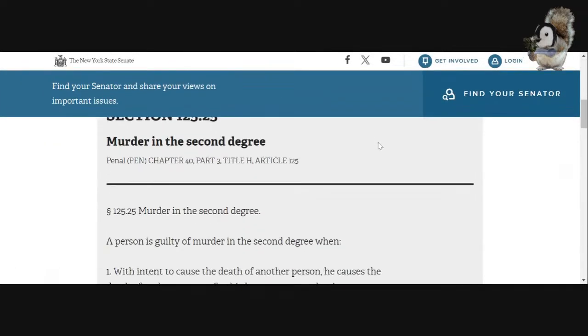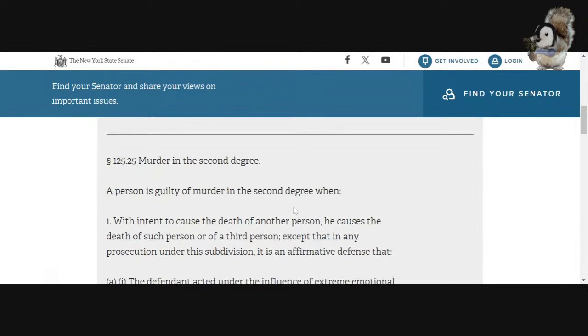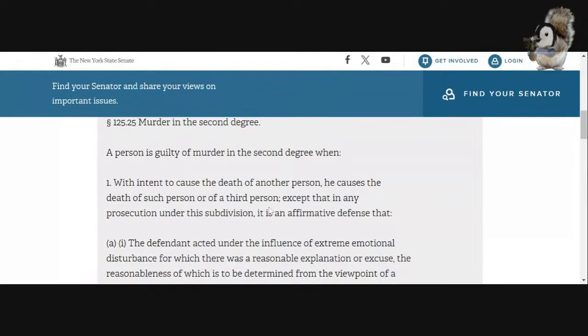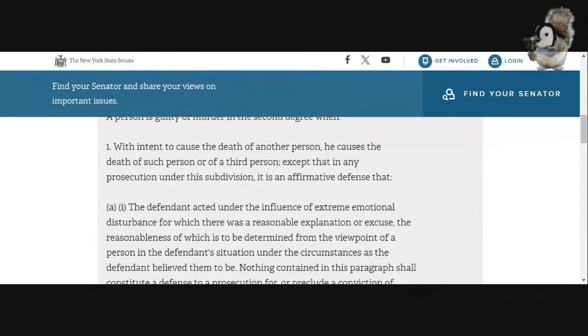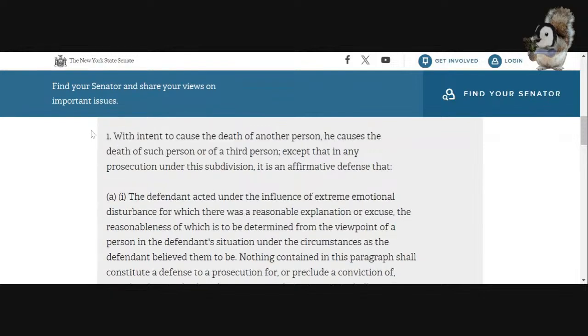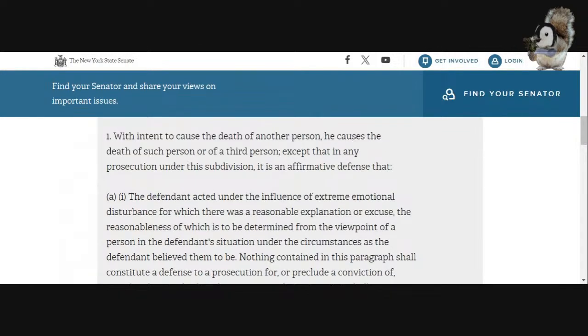All right, murder in the second degree. A person is guilty of murder in the second degree when, 1, with intent to cause the death of another person, he causes the death of such person, and then the affirmative defenses. So this is basically the exact same thing as first degree, except that you don't have all those additional, really, they're kind of like aggravating factors, right?